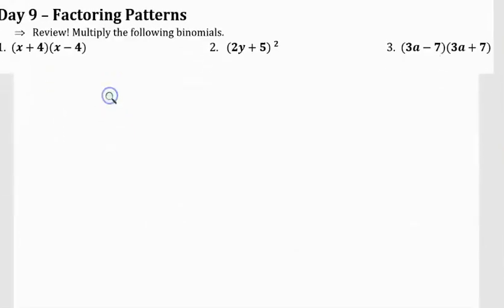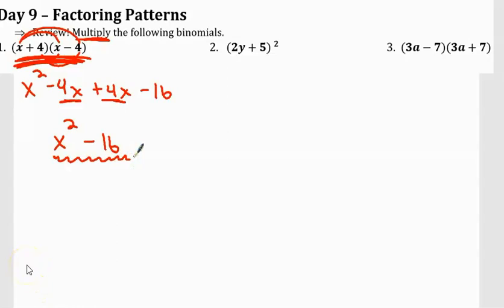So let's remind ourselves, multiplying the following binomials. So we have x plus 4 and x minus 4. All right, so we are going to do FOIL. If you notice, there's a plus 4 and a minus 4, so the middle 2 terms go away. So this is called a difference of 2 squares. Difference meaning subtraction, and the middle 2 terms go away. So what do we have left? X squared minus 16. Ta-da!